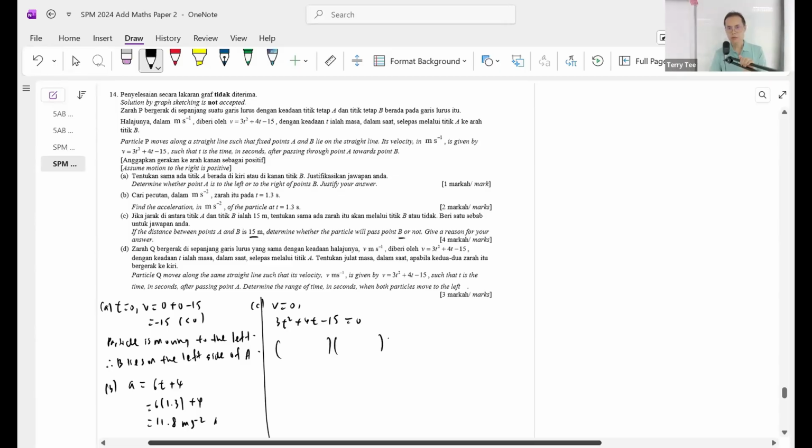This is going to be 45, 9 and 5. 9 and 5, plus and minus. t is 5 over 3. t cannot be negative 3. So take this, and substitute inside the displacement.